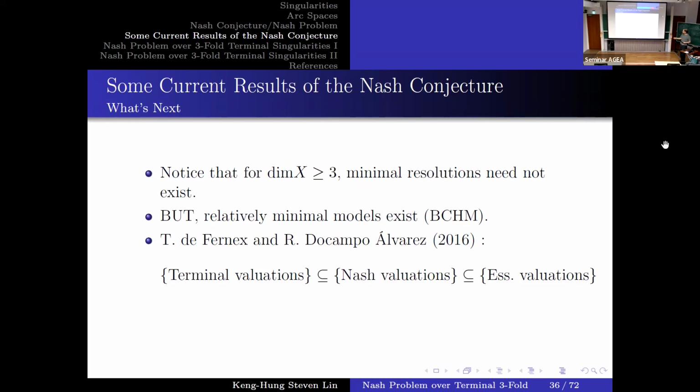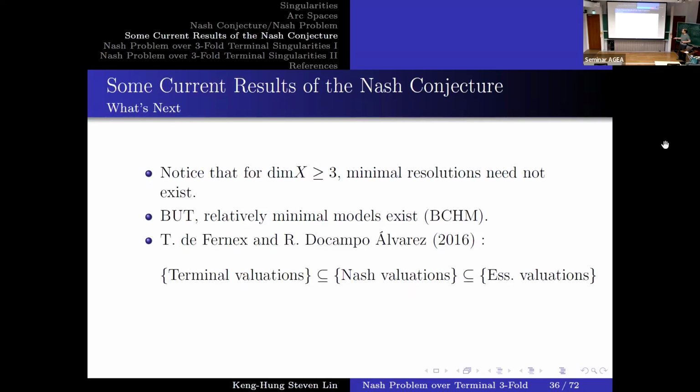Okay, so in 2026, Dufresne and Docampo Alvarez, he's my advisor, proved that Nash divisors are essential. They proved that if we use the minimal model, they introduce the so-called terminal divisors. These terminal divisors are in the image of the Nash map. So we have terminal divisors contained in Nash divisors, and furthermore contained in essential divisors.